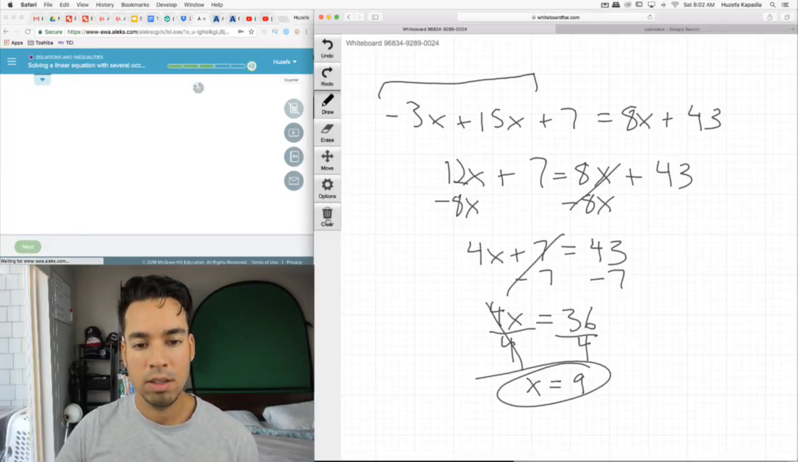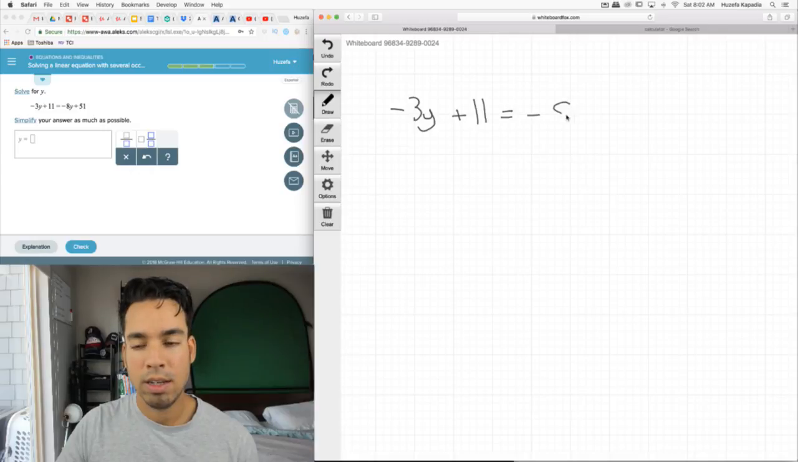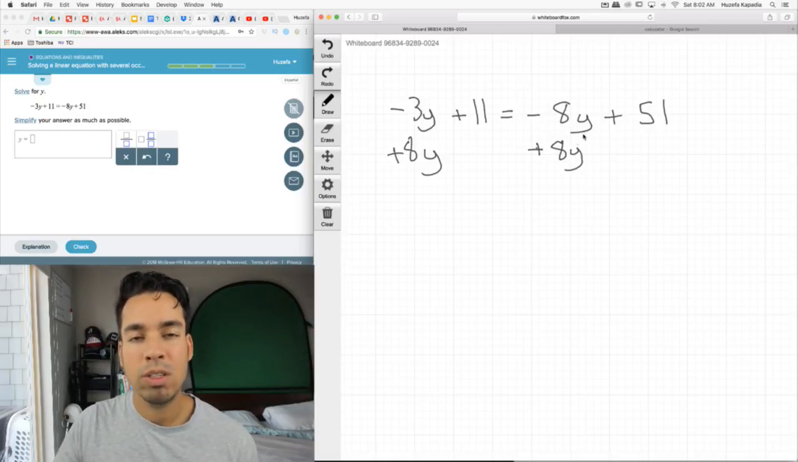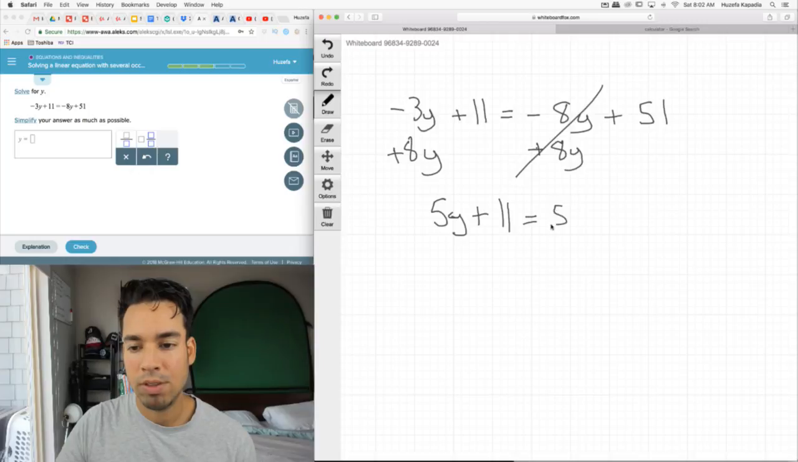All right. Last question. -3y plus 11 equals -8y plus 51. So first things first, let's get the y's together. So this is a -8y. I need to combine it with the positive 8y to send it to 0. So we look at this entity and we combine it with something that zeroes it out. That goes away. 8y plus -3y, or -3y plus 8y is 5y plus 11 equals 51.